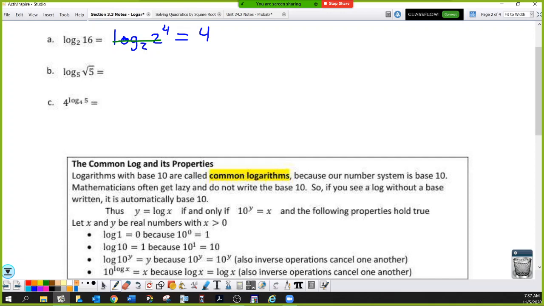Part B. Log base 5 has a job. Its job, cancel exponential base 5. And it can only do its job if its argument is a power of 5. And yeah, square root 5 can be written as a power of 5. That would be 5 to the 1/2. Log base 5 does its job, cancels exponential base 5.